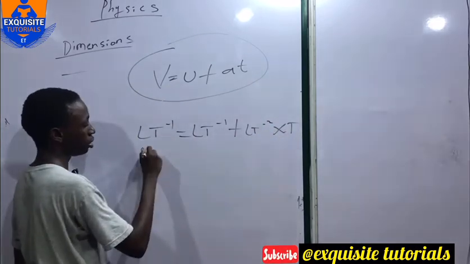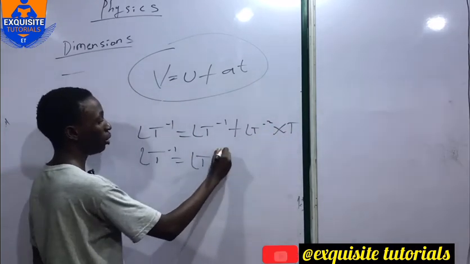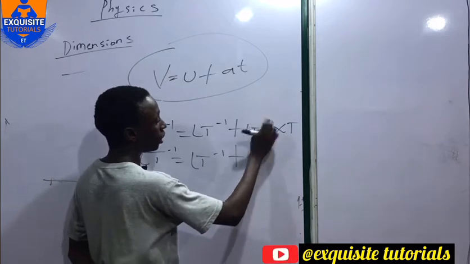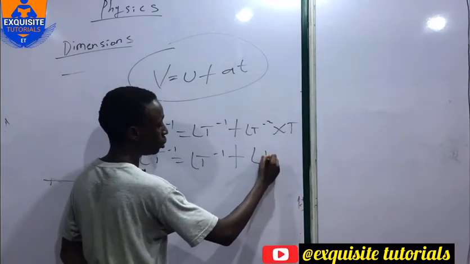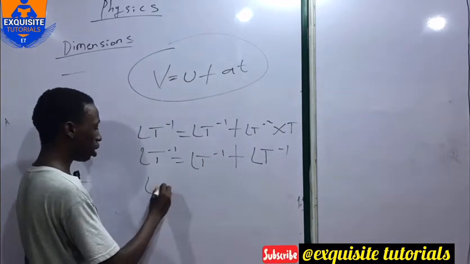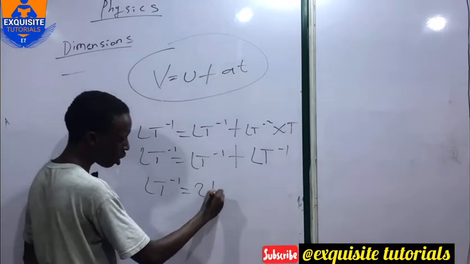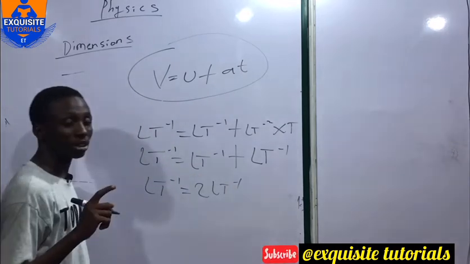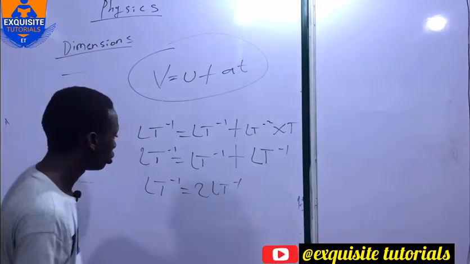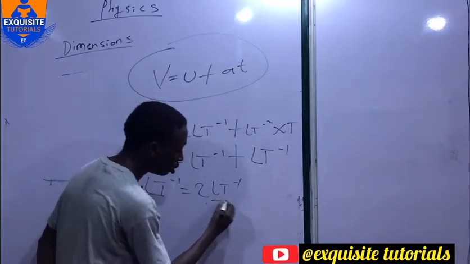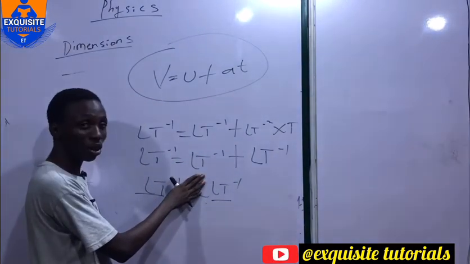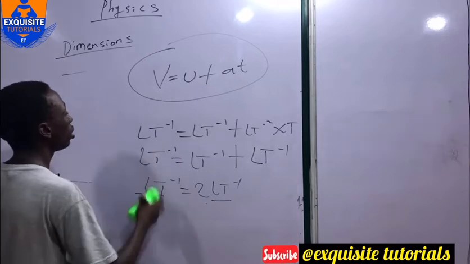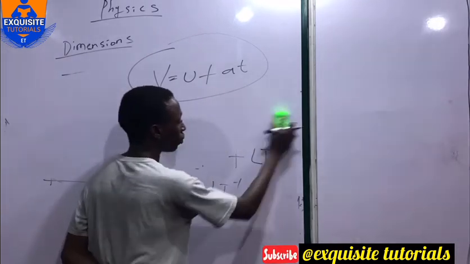So we can work on this one. We can say LT^-1 is equal to LT^-1 plus LT^-2 times T, which will ultimately give us LT^-1. So LT^-1 is equal to 2LT^-1. Now remember I said numerical value does not apply to dimension, so we can also say that this is equal to this, because numerical value does not apply to dimension. Okay, now let's test the validity of another equation.